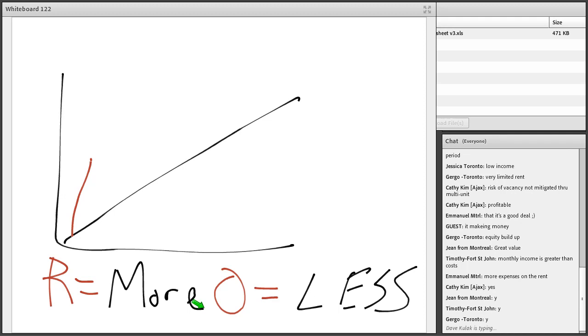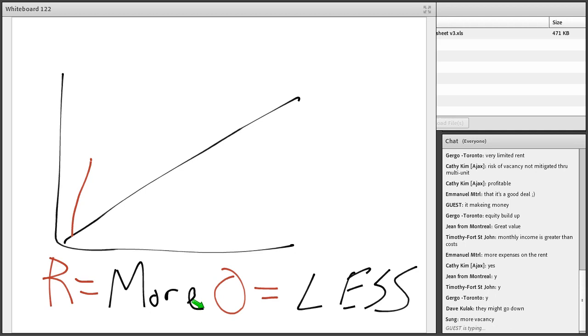What does it mean? If it means it costs more to rent, so the big ones are this. Here's the big ones. Well, not necessarily more vacancy, but I see where you're getting with that. Look, check this out. Does everybody know what this means?